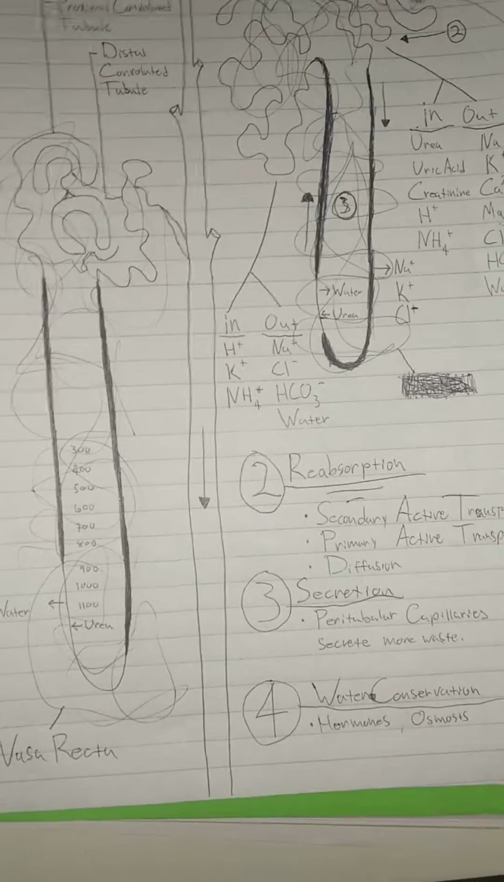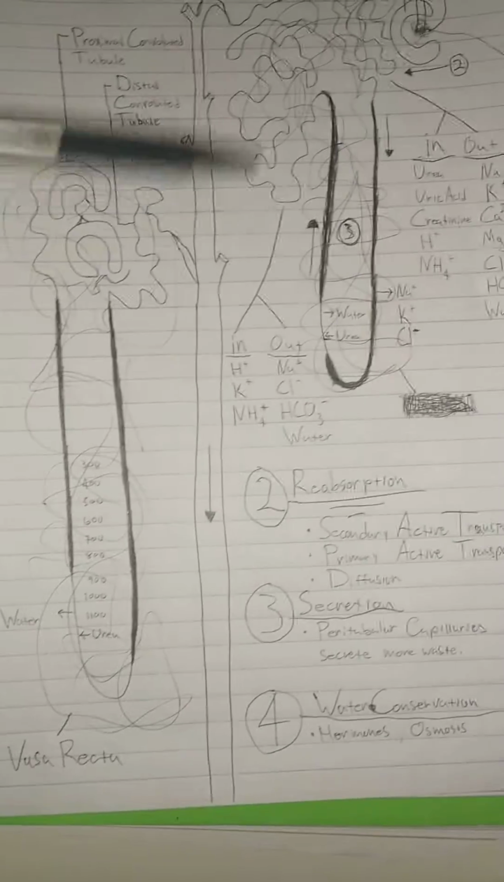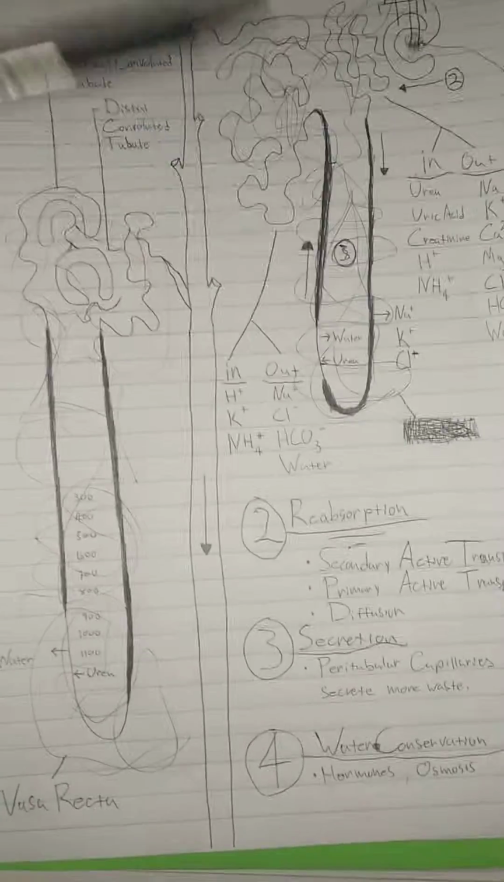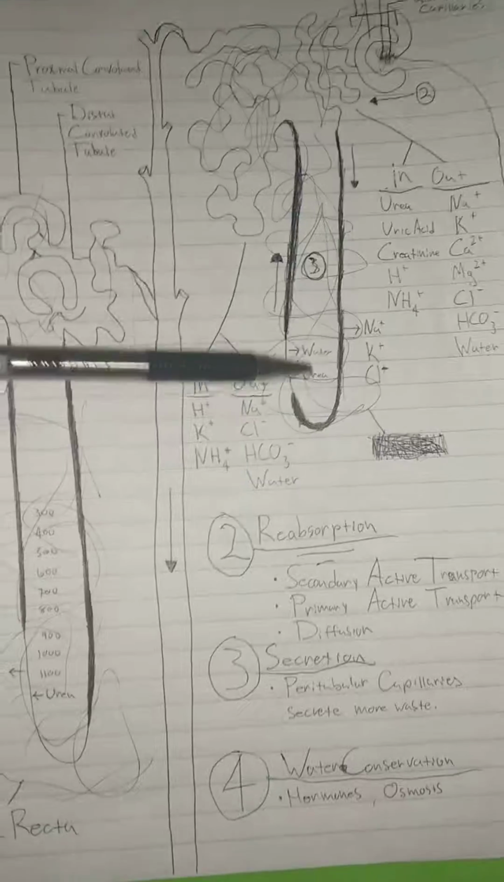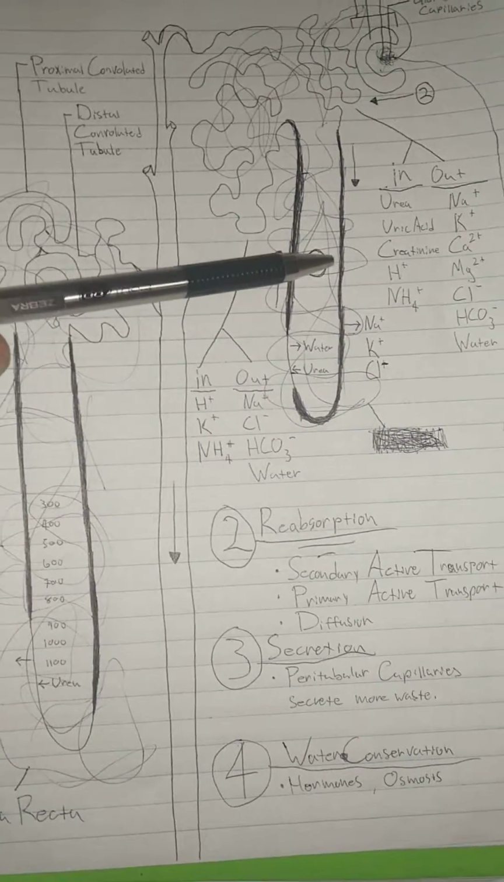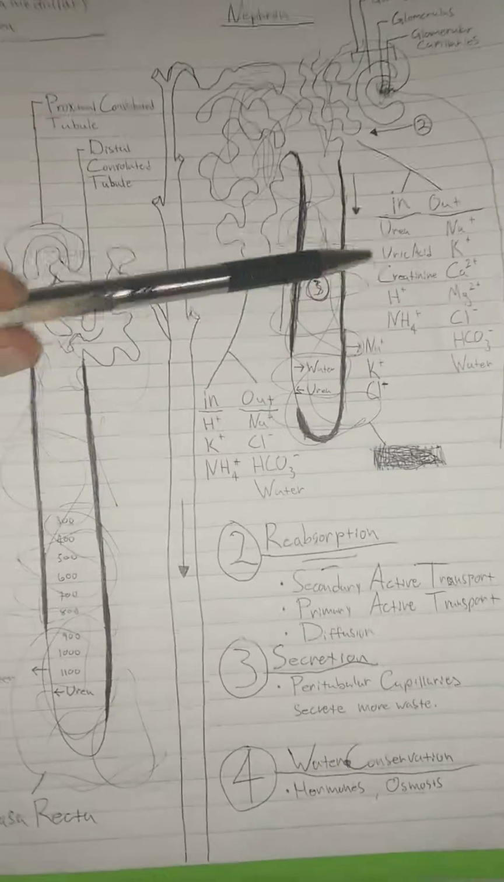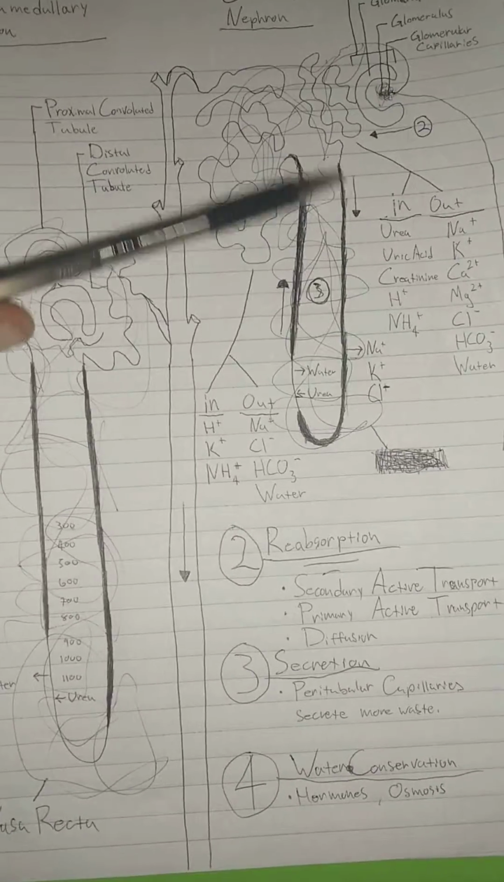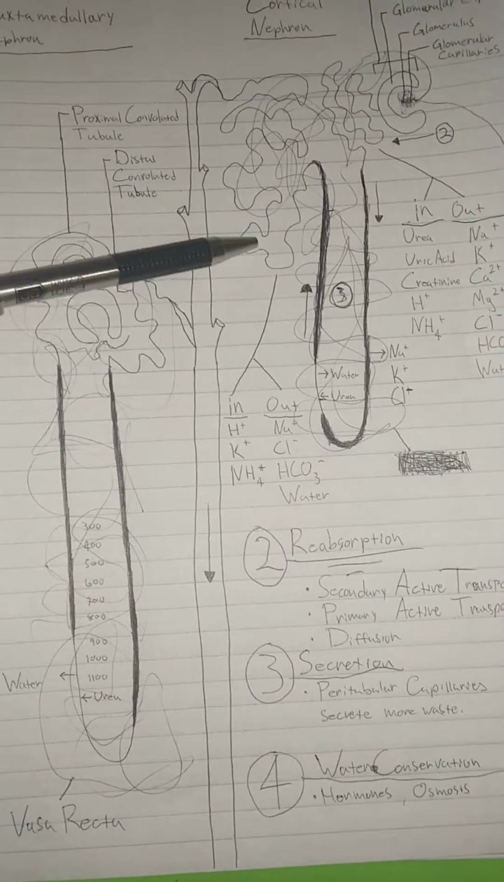So here we have step 3 and 4. Step 3, secretion, mainly happens in the peritubular capillaries if you're a cortical nephron, and the vasa recta if you're a juxtamedullary nephron. Secretion is the removal of any toxic waste like ammonium, creatinine, uric acid, and urea. These things are secreted in the proximal convoluted tubule, and ammonia is primarily secreted in the distal convoluted tubule.